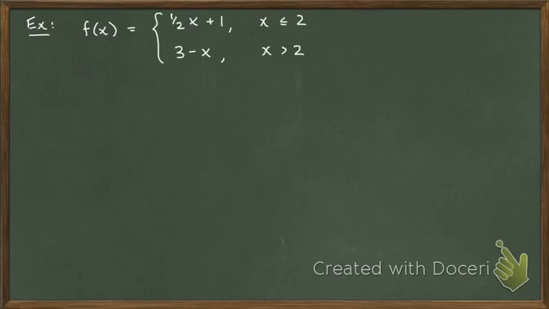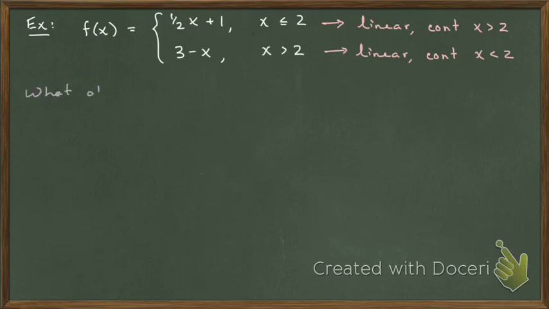But I've got here a function that's defined to the left side of 2, in fact even at 2, as 1/2 x plus 1. And on the right side of 2, non-inclusive, I have 3 minus x. So it's linear on both sides of 2. And I can say that because of that the function is continuous on either side of 2, but the trouble is exactly at 2.